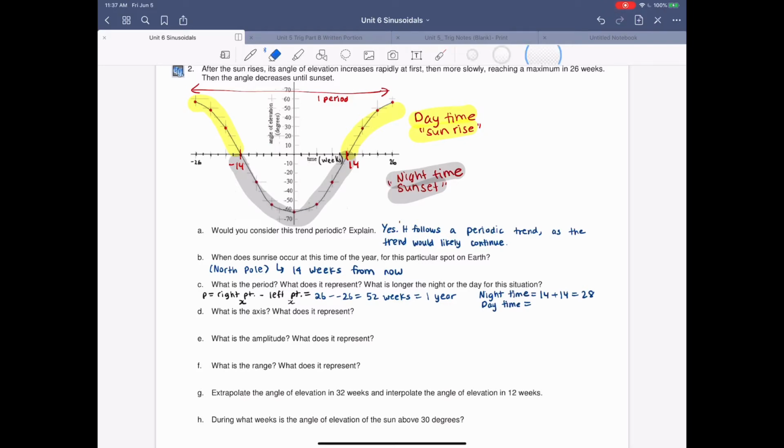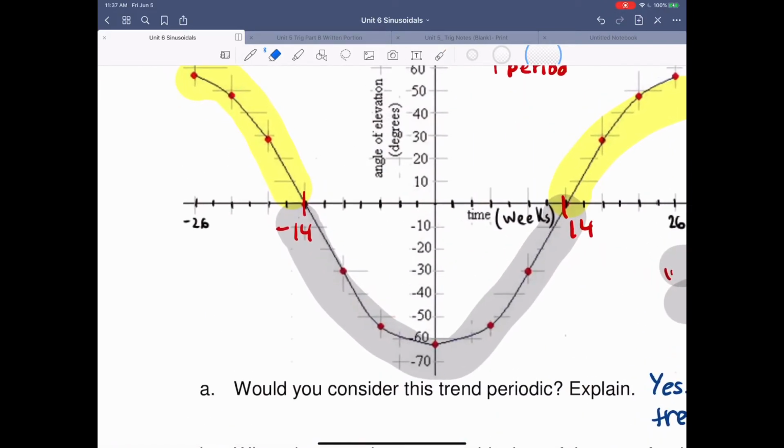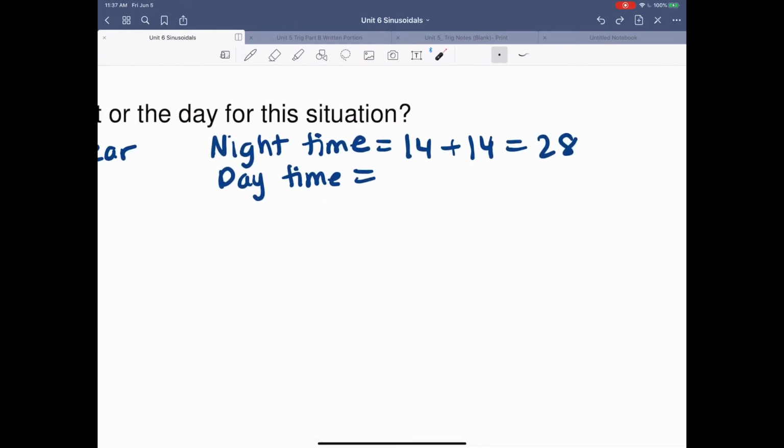Whereas for daytime, it's going to be the other parts. So the magnitude or the scale between -26 and -14 is the number 12. So 12 plus 12 is equal to 24. So I'm going to write 24 weeks.